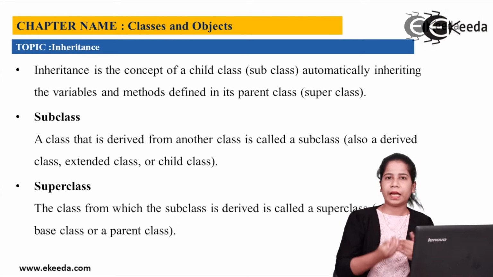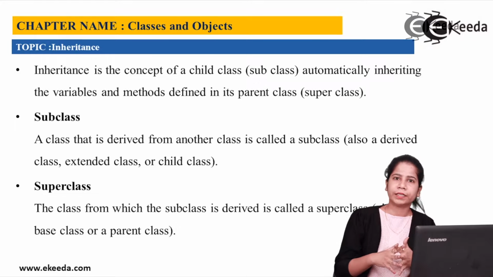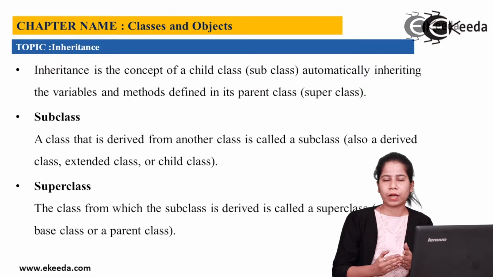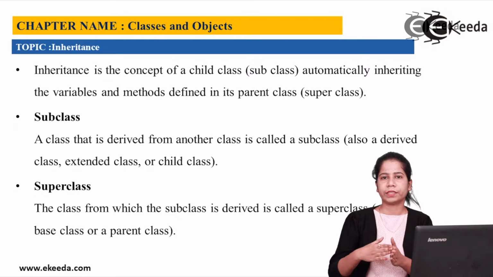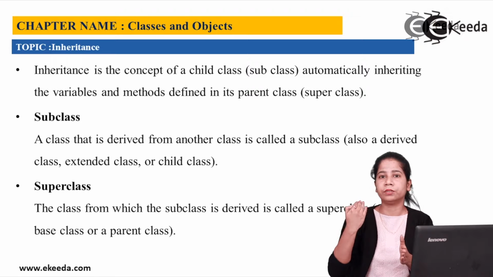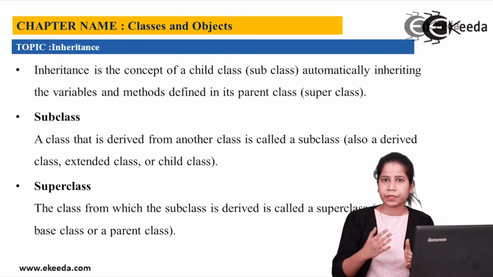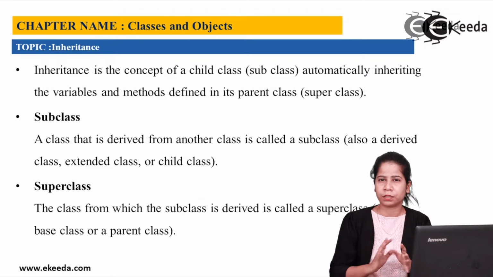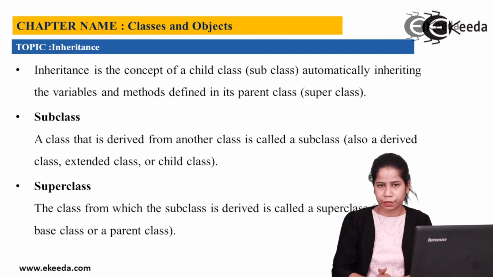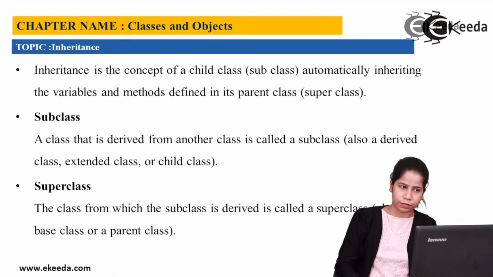Then we have child classes. Child classes can also be called by other words: we have derived classes, and derived classes are also known as subclasses. So these are some terms you have to keep in mind whenever you are working with inheritance.